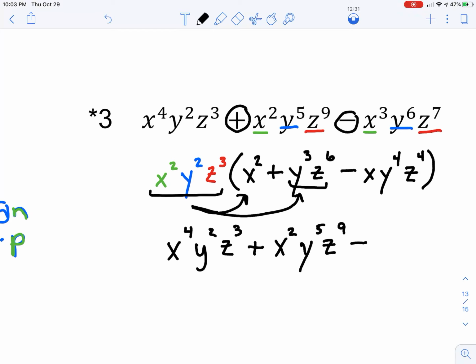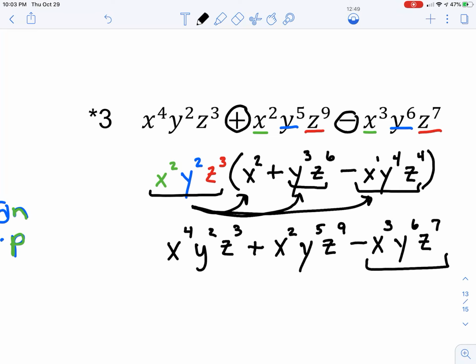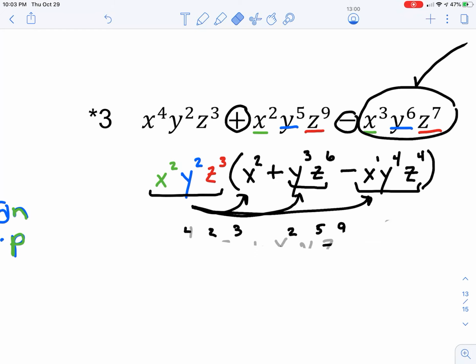Minus. Okay, now I'm going to distribute all of that with all of this. So I have x squared times x to the 1st. That's x to the 3rd. My y squared times y to the 4th is y to the 6th. My z to the 3rd times z to the 4th is z to the 7th. Is this term the same as this term? X to the 3rd, y to the 6th, z to the 7th? Yes, it is.